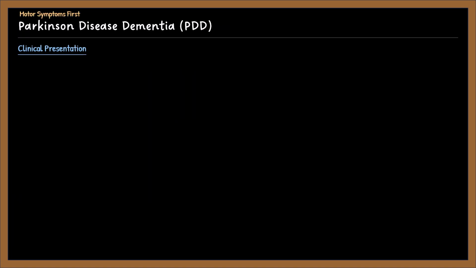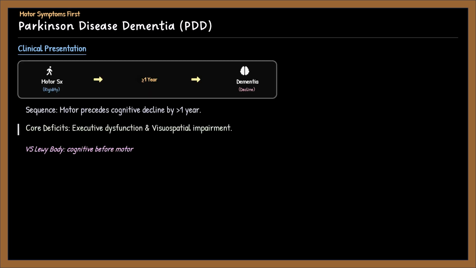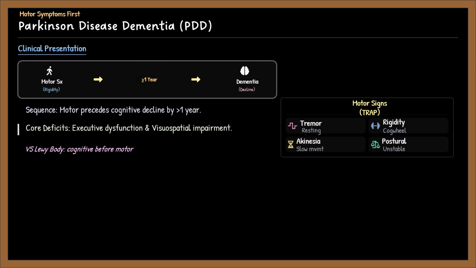Next, we're going to discuss Parkinson's disease dementia, and it's so important that you be able to distinguish between Parkinson's dementia and Lewy body dementia. For clinical presentation, the motor symptoms are always going to show up before the cognitive decline, unlike Lewy body dementia, where the cognitive decline occurs before the motor symptoms. The core deficits are executive dysfunction and visual spatial impairment. Now, you need to know what these motor symptoms look like. There's going to be the resting tremor, cogwheel rigidity, akinesia, which is slow movement, and postural instability.